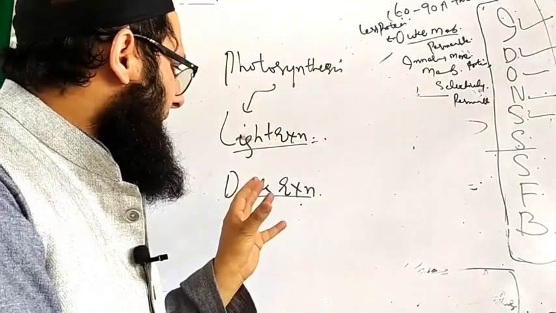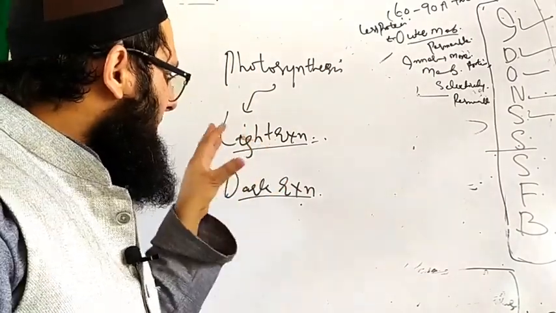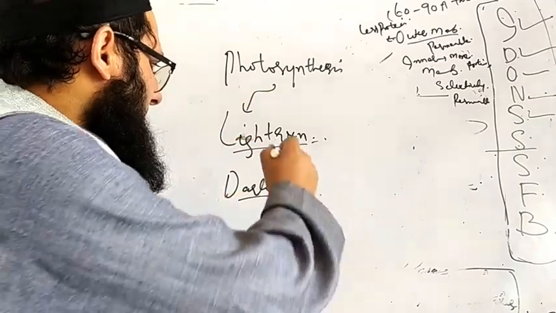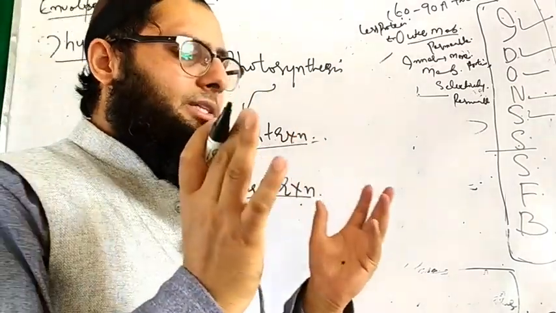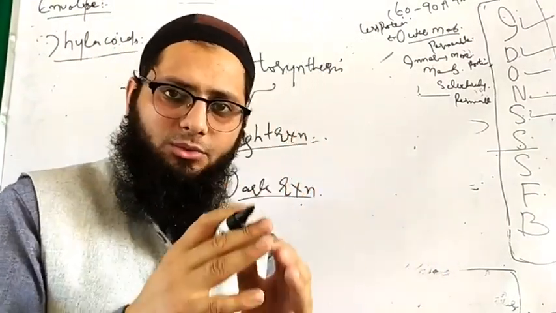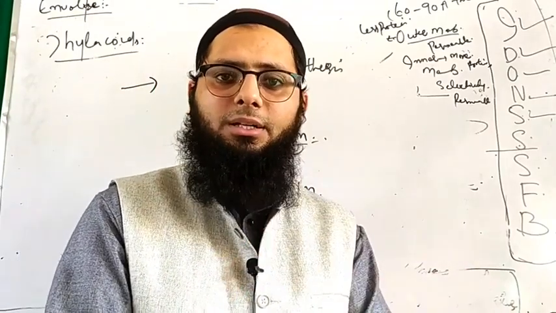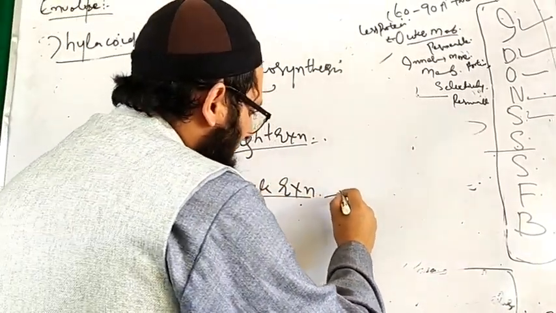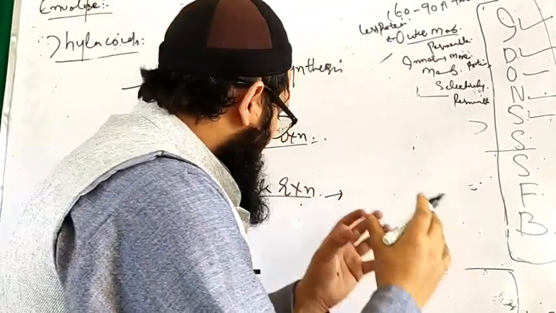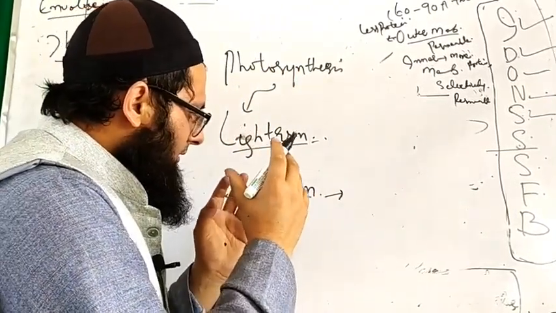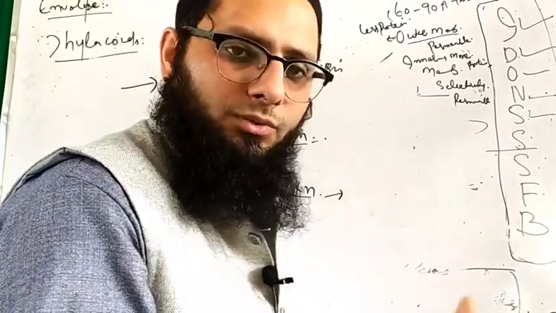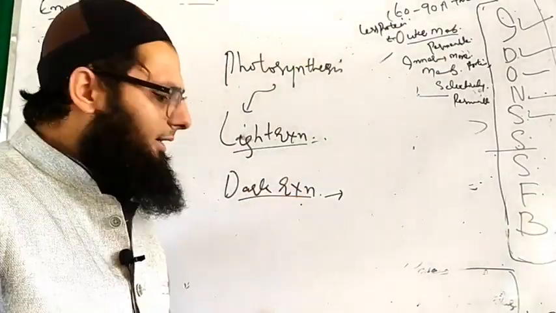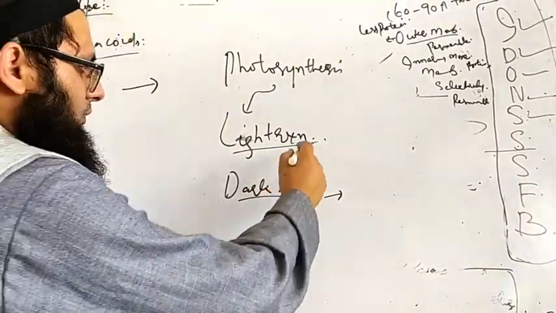We can't go into the final details here, but I tell you, it's in the light reaction of photosynthesis that the photolysis of water takes place. The radiant energy is converted into chemical energy as ATP and NADPH, and that NADPH and ATP is utilized for fixation of carbon dioxide, for the formation of glucose from carbon dioxide. Got it? Okay, these are the 2 processes.